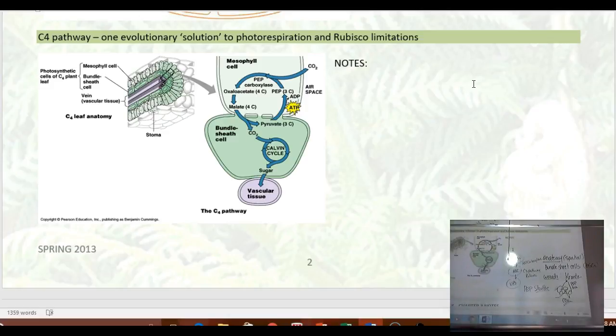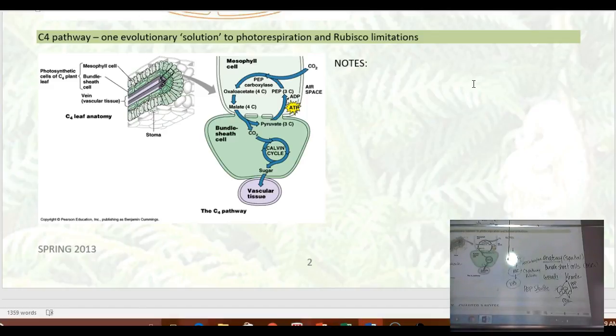So this is our spatial anatomical difference. Okay, so just to kind of bullet list: this is a spatial anatomical distinction. It has a C3, C4 molecule distinction. C3 is PGA, C4 is OAA initially. Okay.